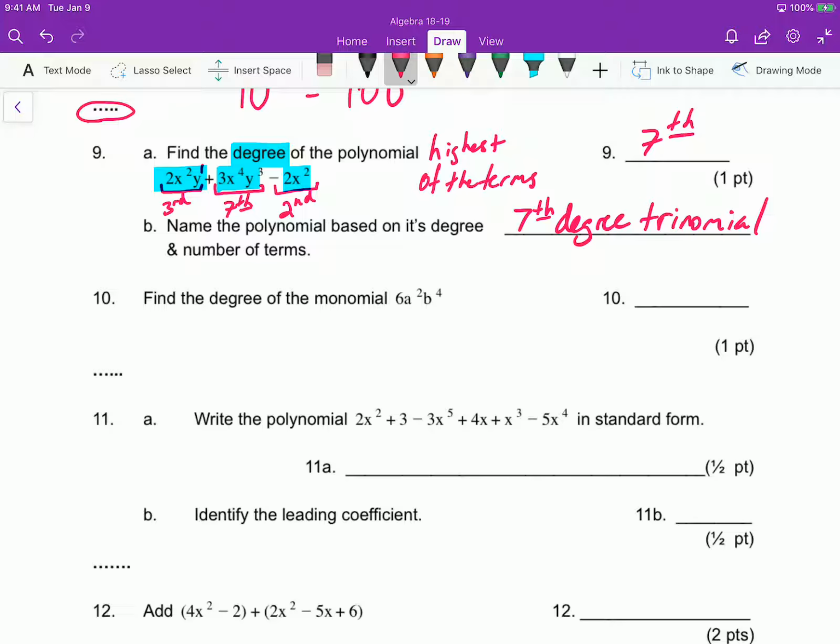All right, number 10 is almost out of order. Again, it's just asking for the degree. Well, my friends, this is one chunk. This is one monomial. It's one thing. So all together, there are 6 letters, so it would be considered 6th degree.